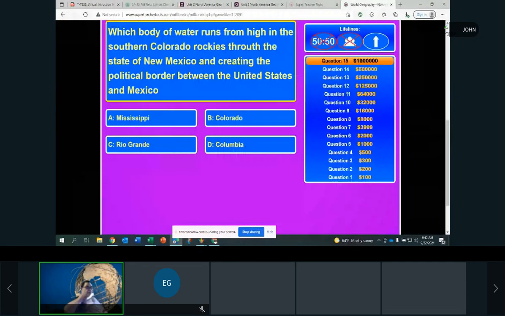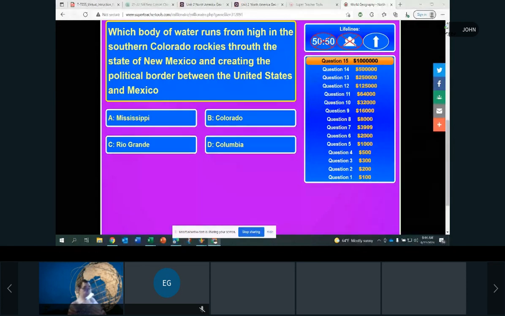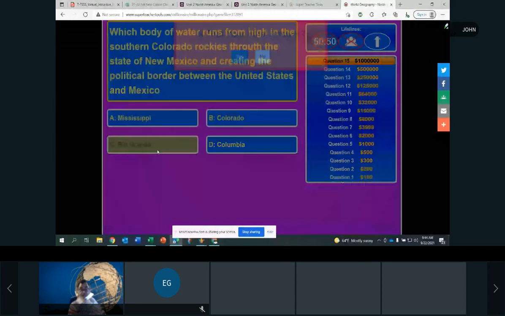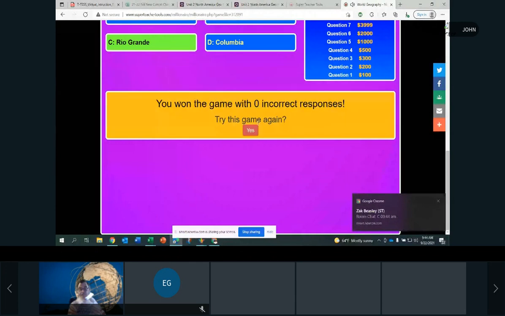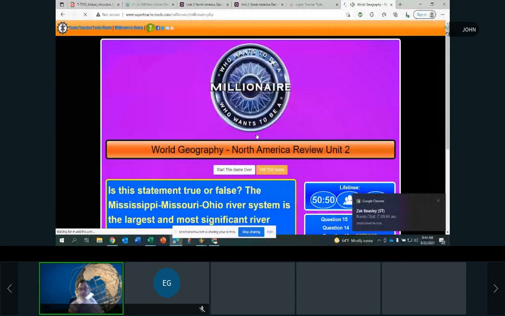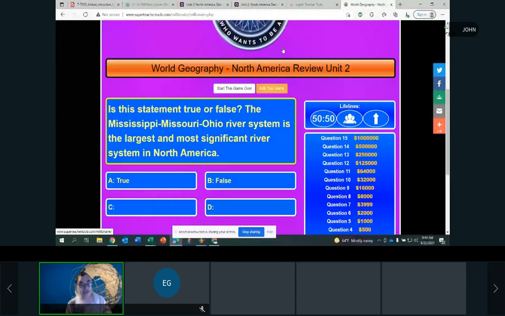Which body of water runs from high in the southern Colorado Rockies through the state of New Mexico, creates the political border between the United States and Mexico? Is it the Mississippi River, the Colorado River, the Rio Grande River, or the Columbia River? It is the Rio Grande River. And we're all millionaires, right? Good job, everybody.